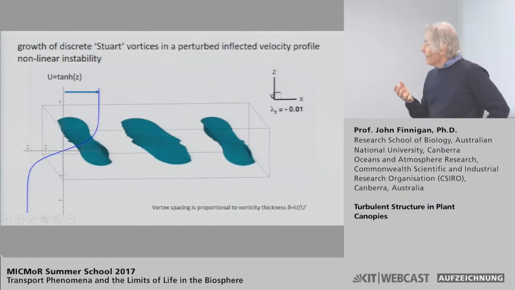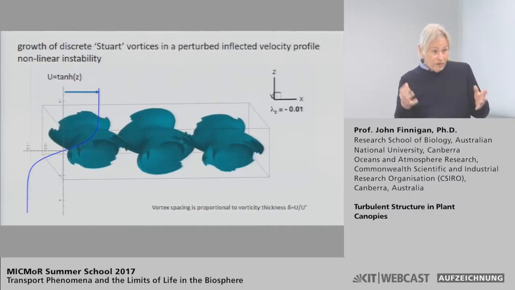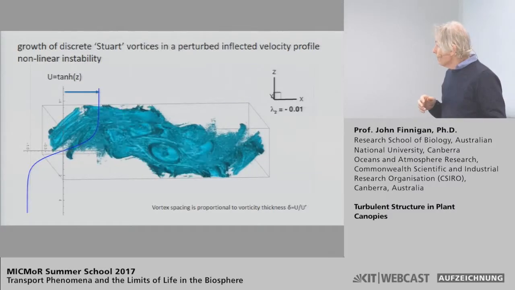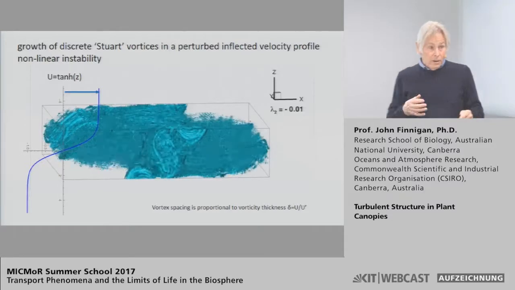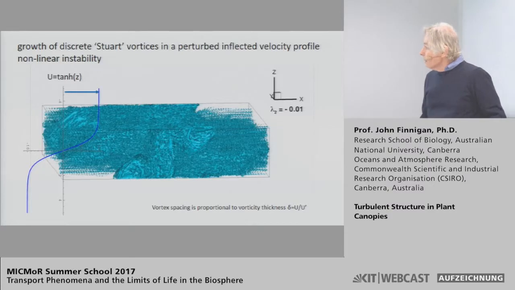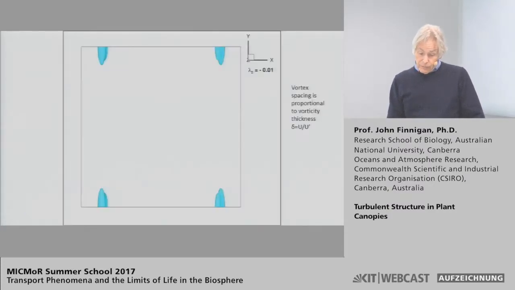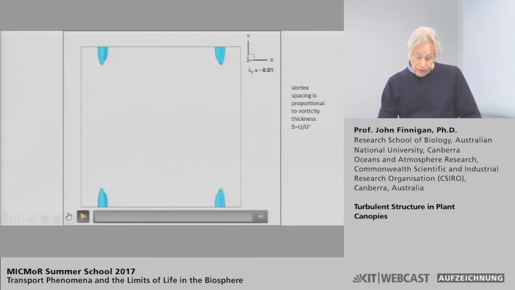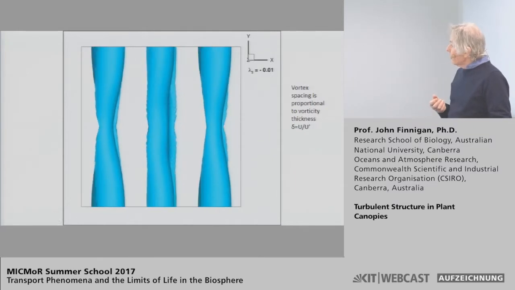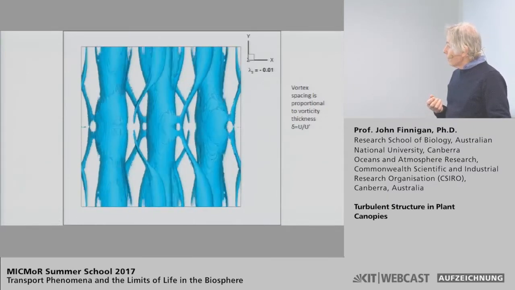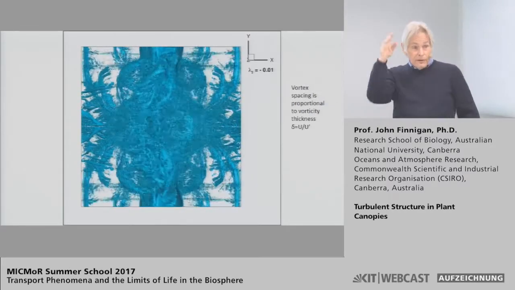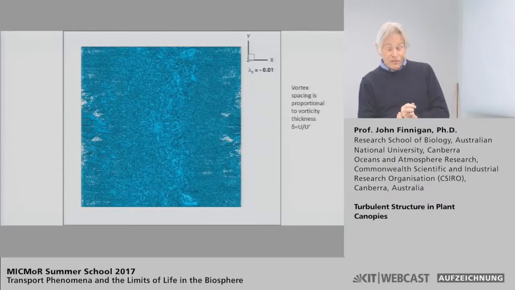And what we see is that this velocity profile is unstable, that coherent vortices will start to emerge from the background, and the spacing is proportional to the vorticity thickness of the original inflective velocity profile. And we can look at that from the top down, and we'll see the appearance of these vortices and where they go. The initial inflective velocity profile is just to show that it really is unstable.